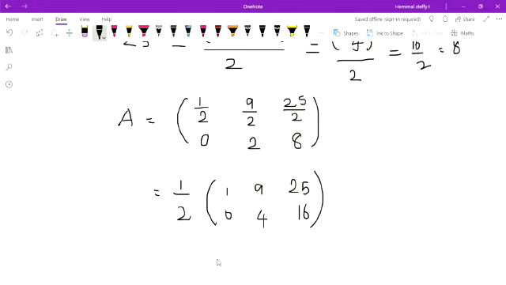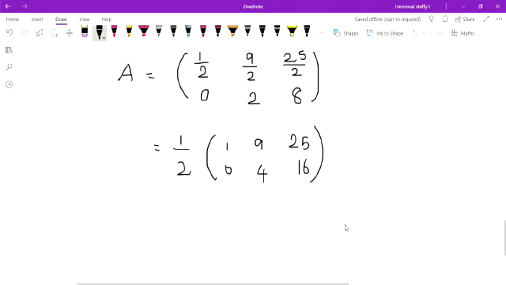Is it clear, children? The same method we will follow for the second sum also, but there they have given m is equal to 3, n is equal to 4. That means rows equal to 3, columns equal to 4. The same method we will follow here. The second sum will also be like that.